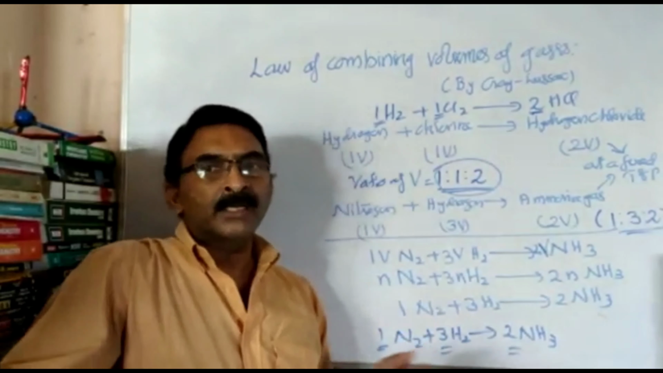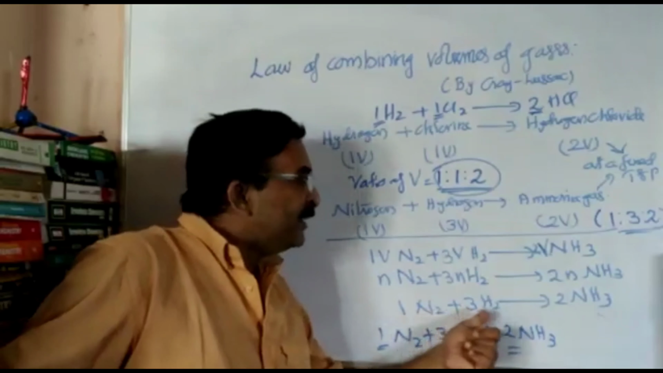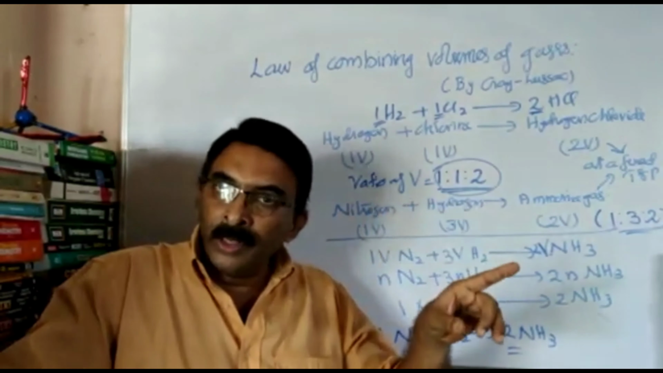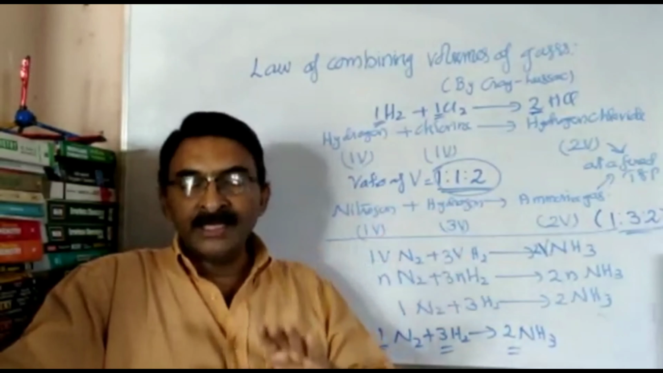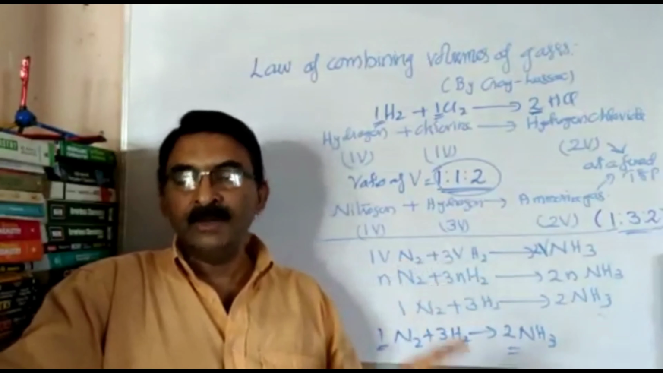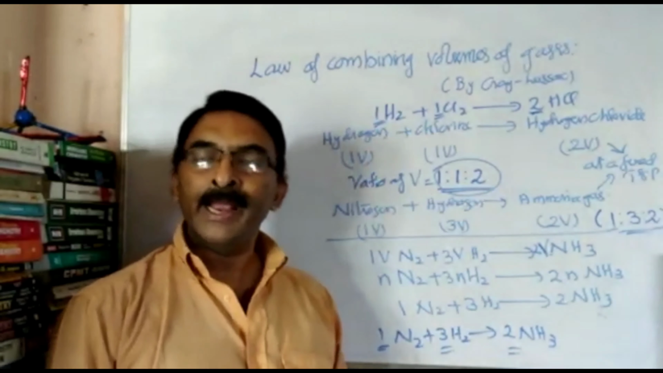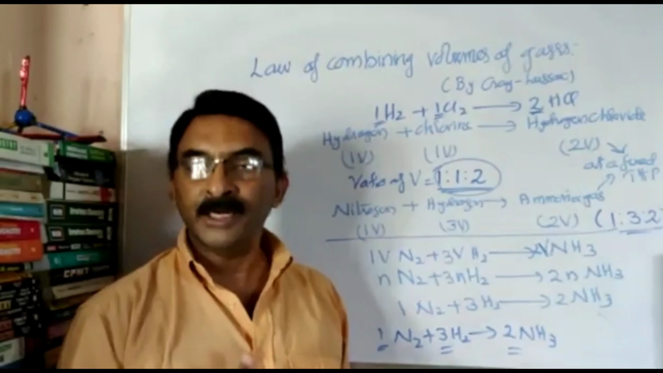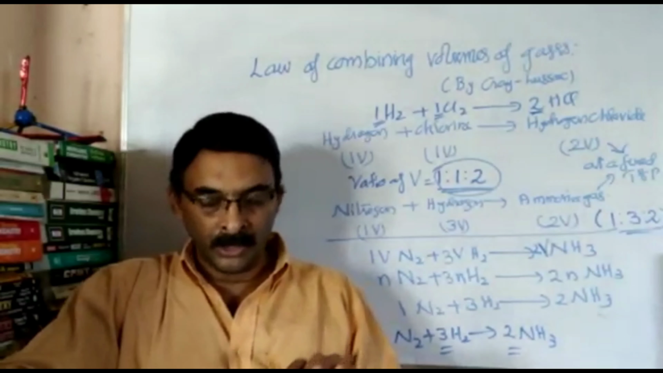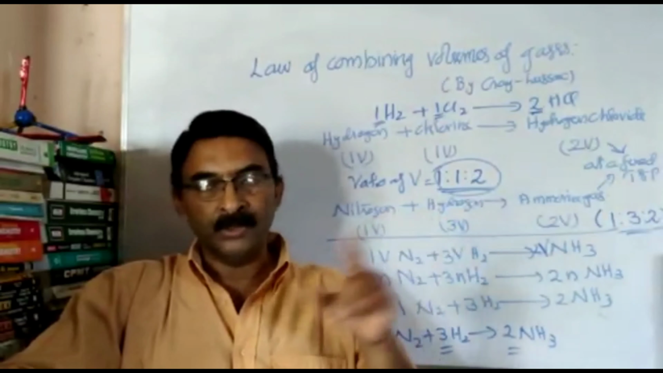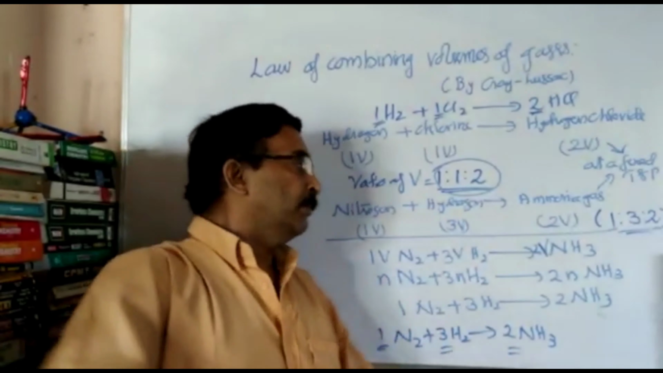Now we very easily understood why the coefficients in the chemical equation and the experimental ratio of volumes were the same. The reason is that equal volumes of all gases contain the same number of molecules. That's why the ratio of coefficients and the ratio of volumes happen to be the same. So this law can be applied only to the gaseous state, and to chemical reactions carried out at constant temperature and pressure. You have to remember.